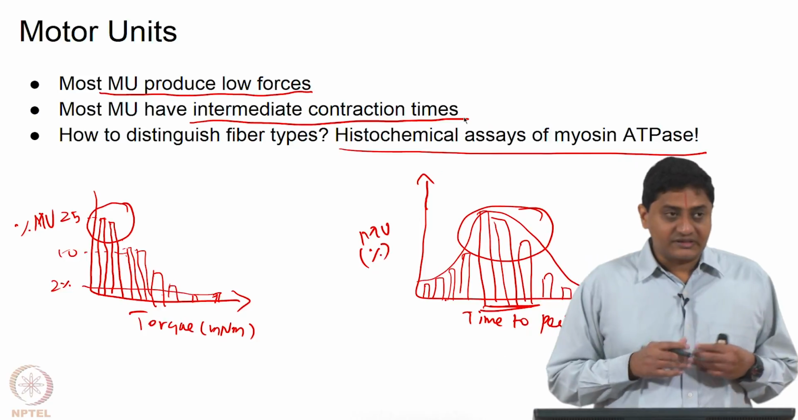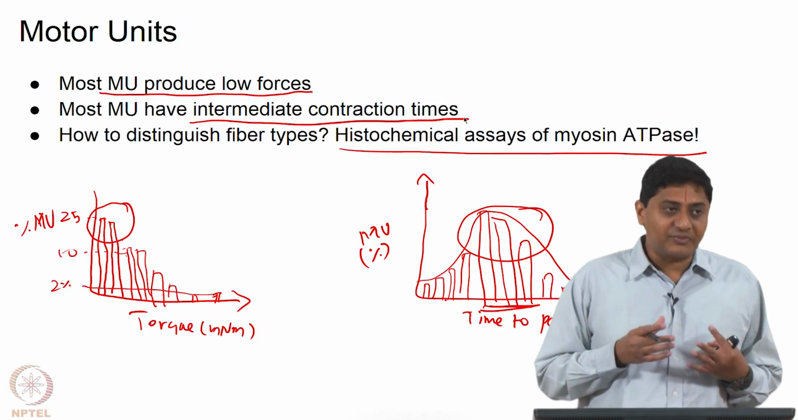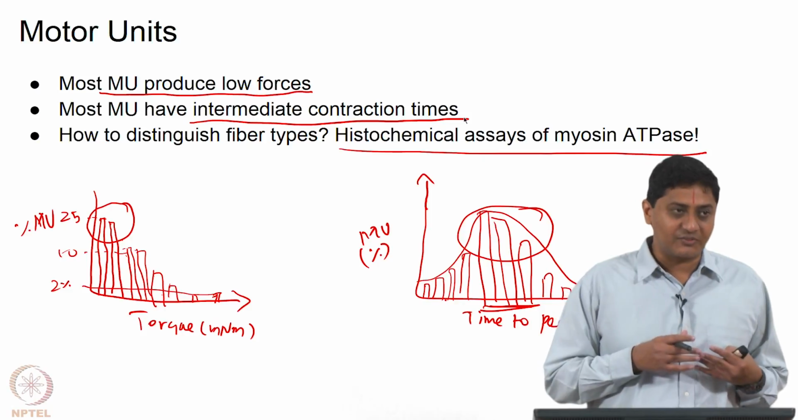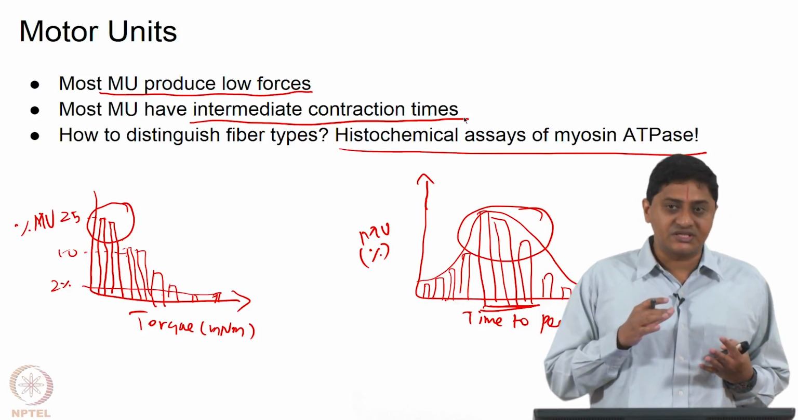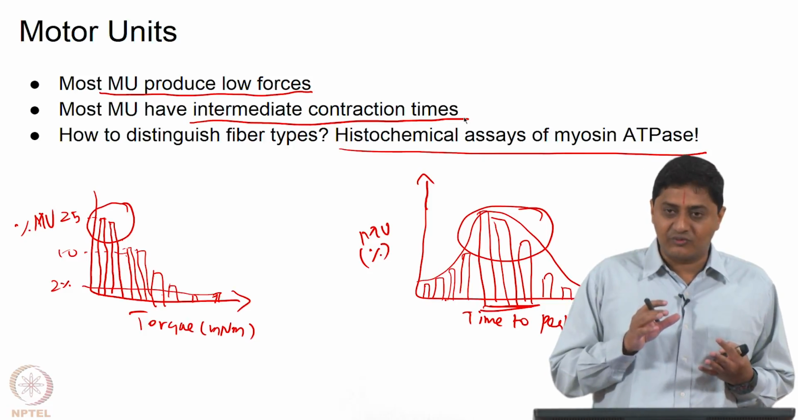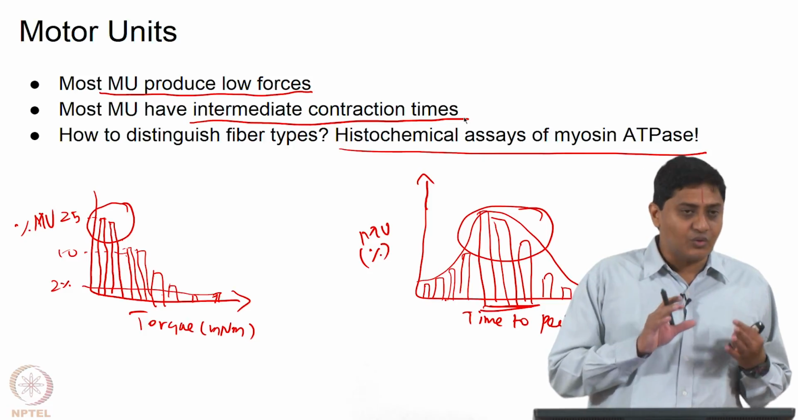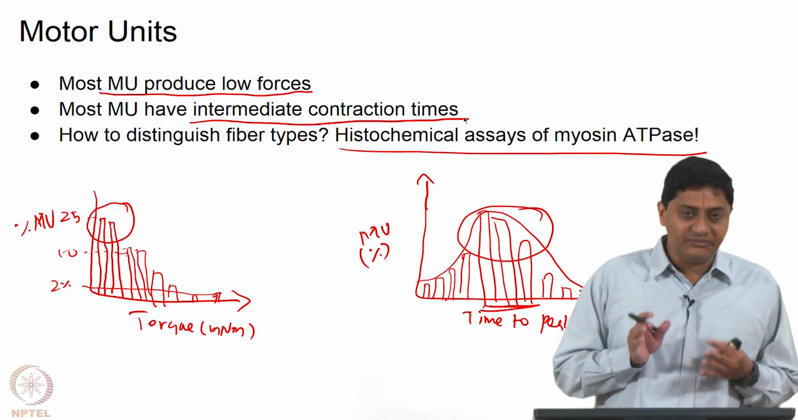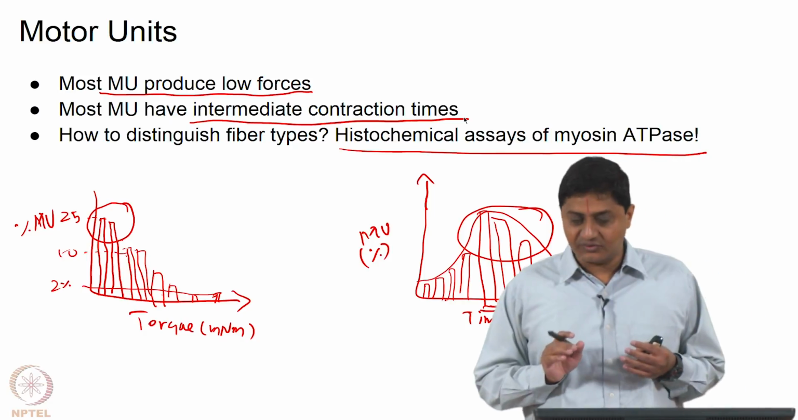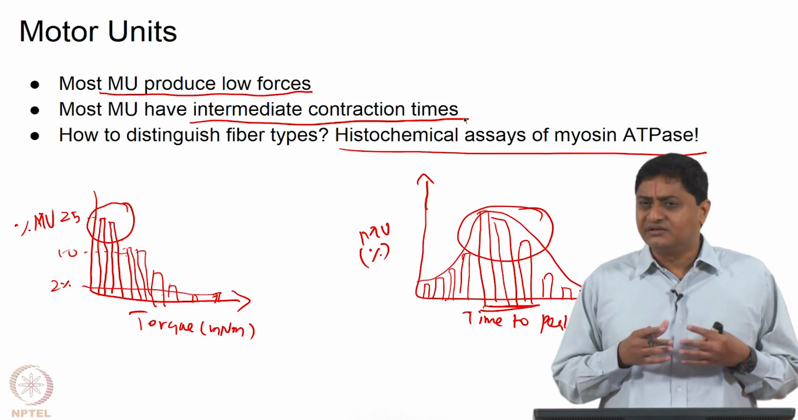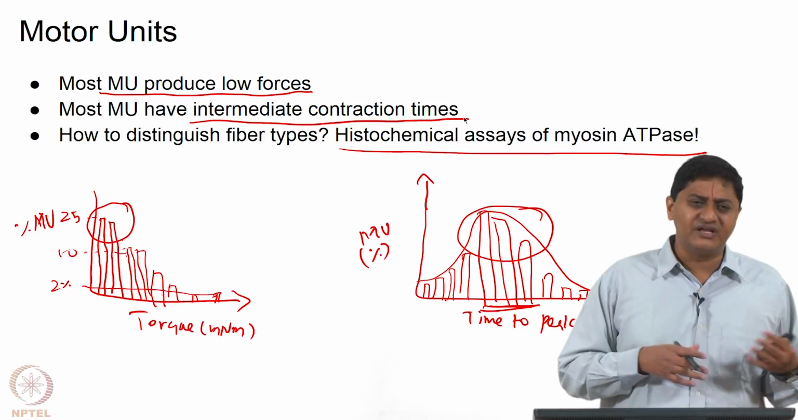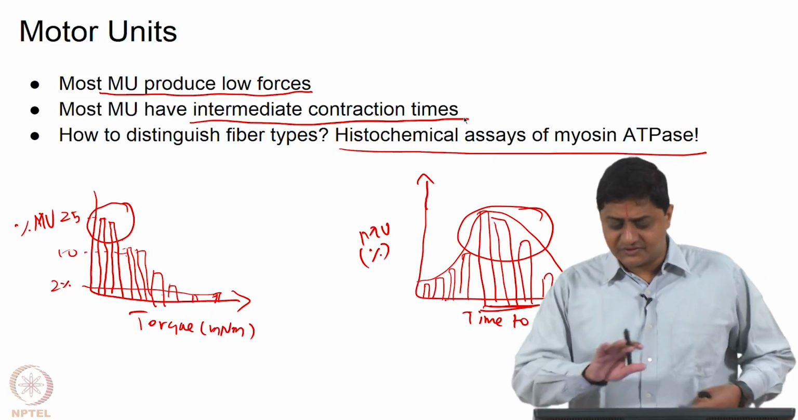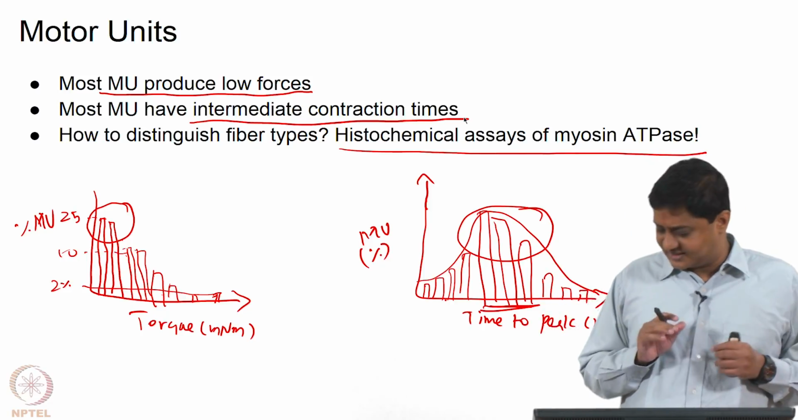These are two important lessons that we need to learn in terms of motor unit properties and how motor units are distributed in terms of their properties. If I had 100 motor units, a large number of these 100 are going to produce low forces and a large number of these 100 are going to have intermediate contraction times. Okay. So, this is the general truth, spread across muscles. This is going to vary between individuals, between muscles, between groups of individuals and so on and so forth. I am talking about the general case.